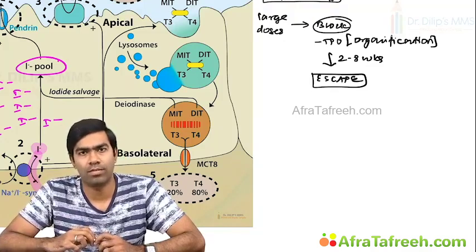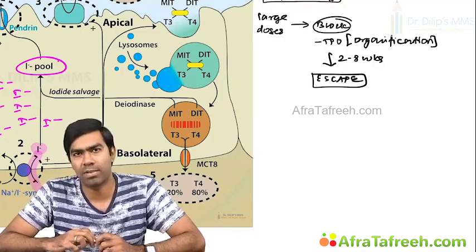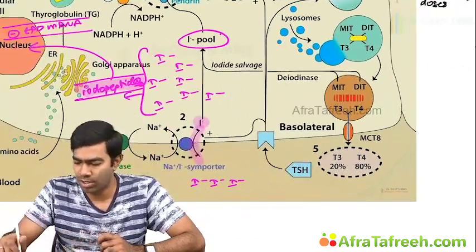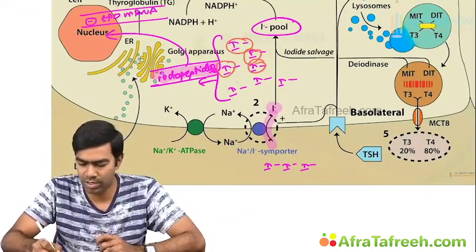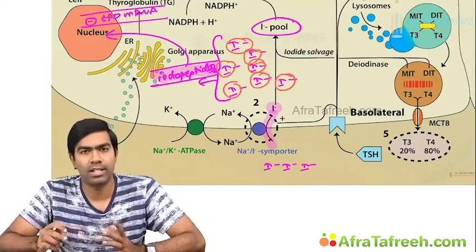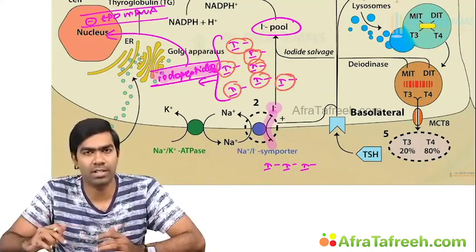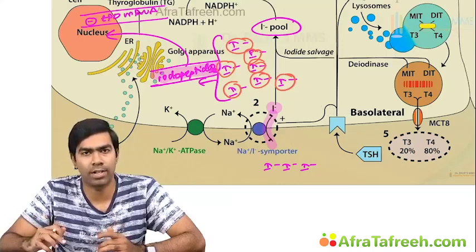It will not be forever. Within 2 to 8 weeks of time, the gland will escape. How is the gland going to escape? You know that the reason behind this Wolff-Chaikoff effect is concentration of iodine molecules inside the cell, and that is the reason for the formation of iodo-peptides, which ultimately results in declining TPO activity.